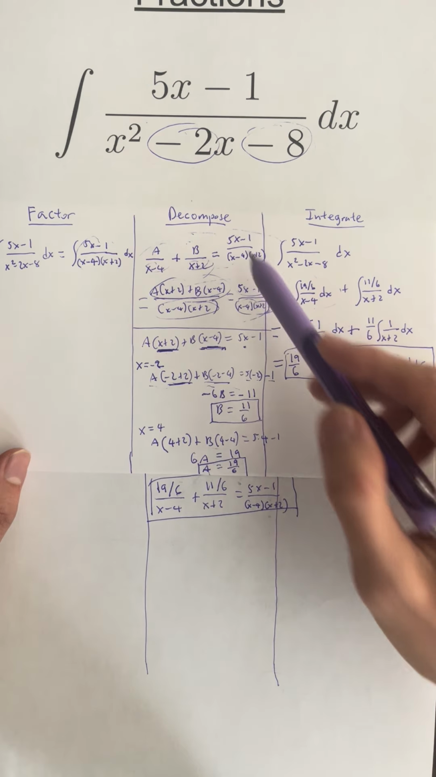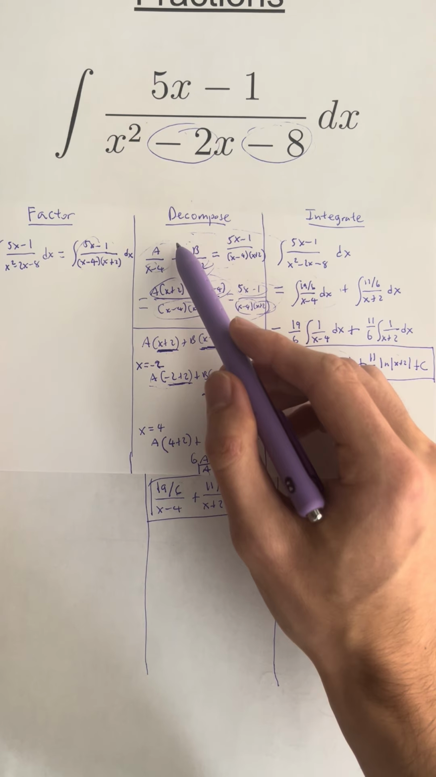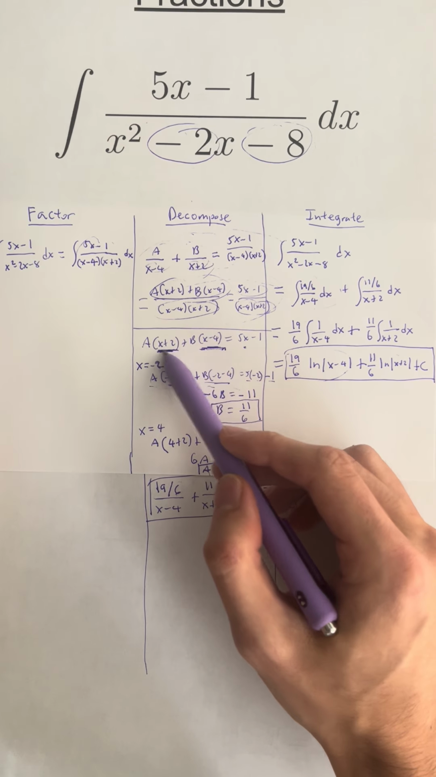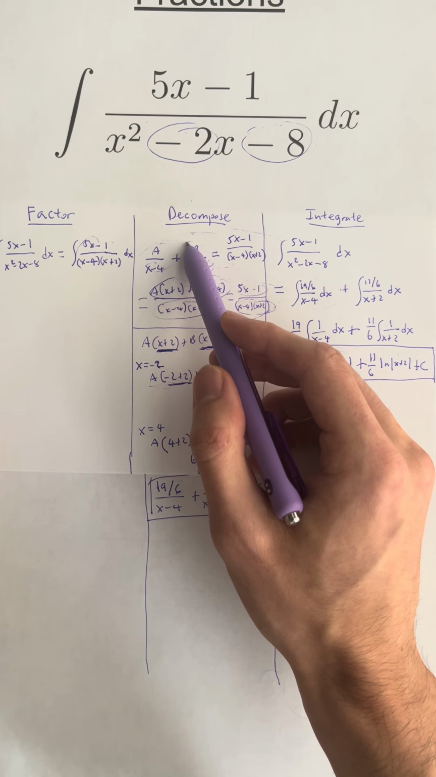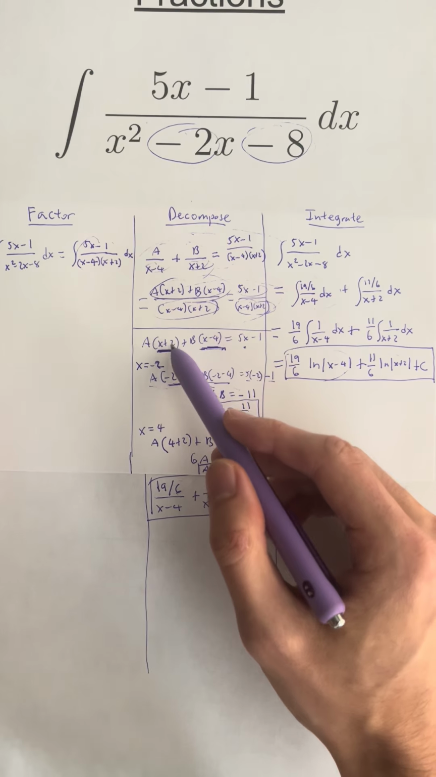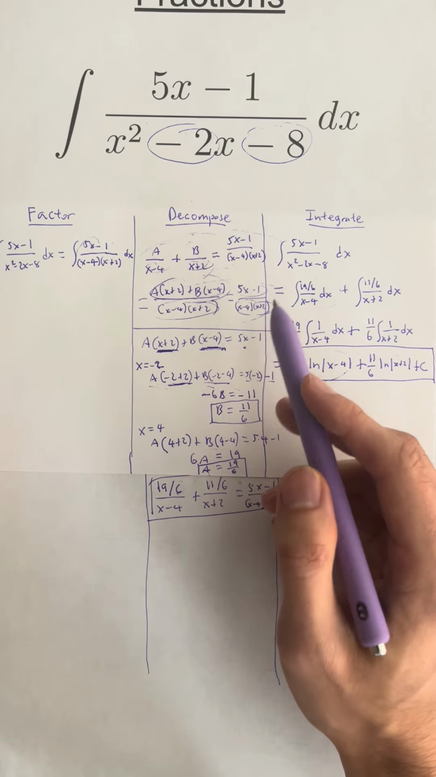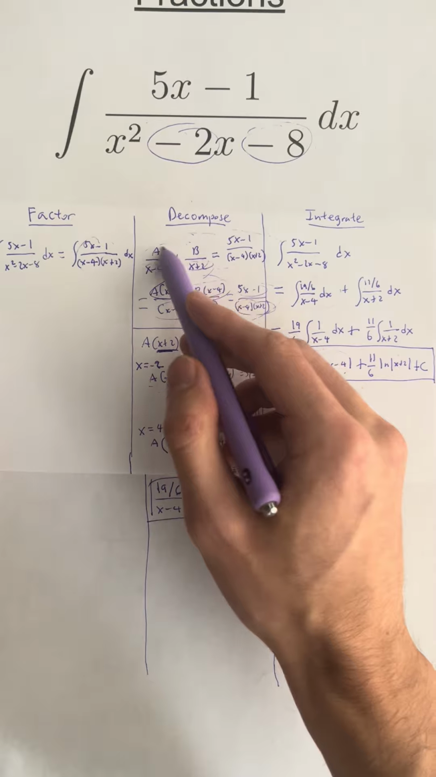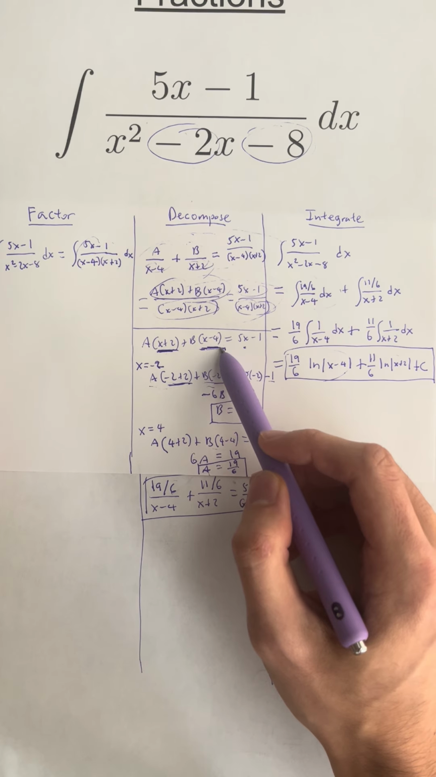Summarize what we did here. Add fractions, cover up. Say it with me. Add fractions, cover up.